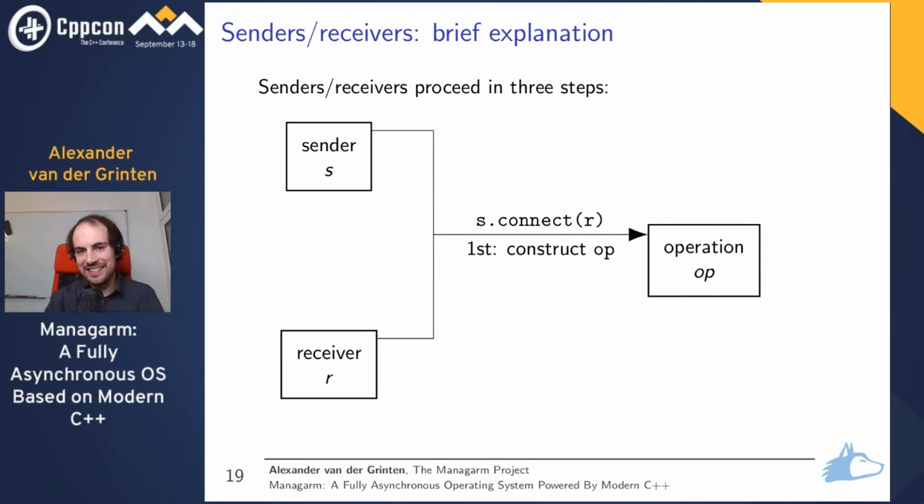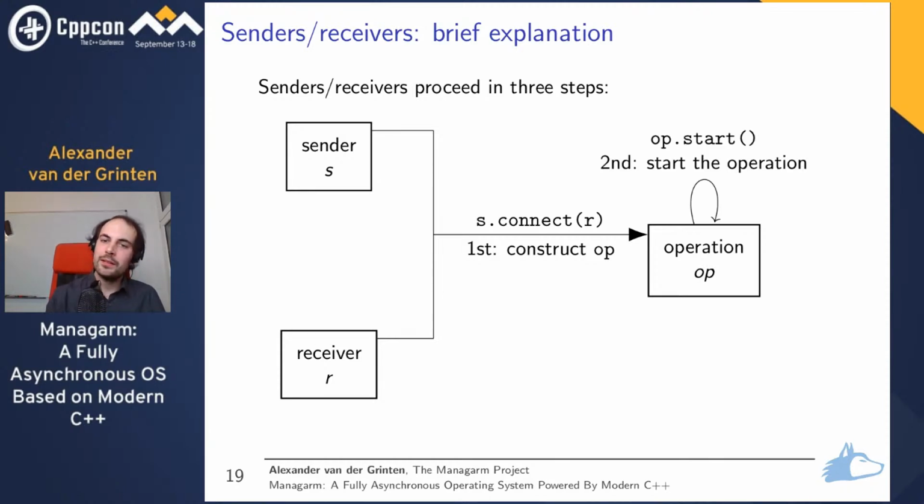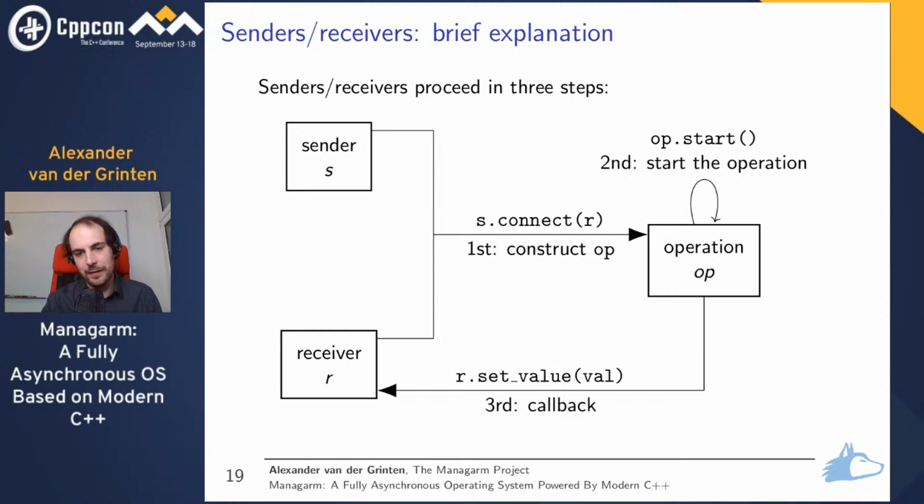Okay, then this does not really start the operation yet. To start the operation, we call a function called start. That's not really surprising either. And now the operation does some async work. And when it's done, it calls a function called setValue on the receiver and passes some value. Potentially passes some value to the receiver. That's how our callback works, and that's our 3rd step.